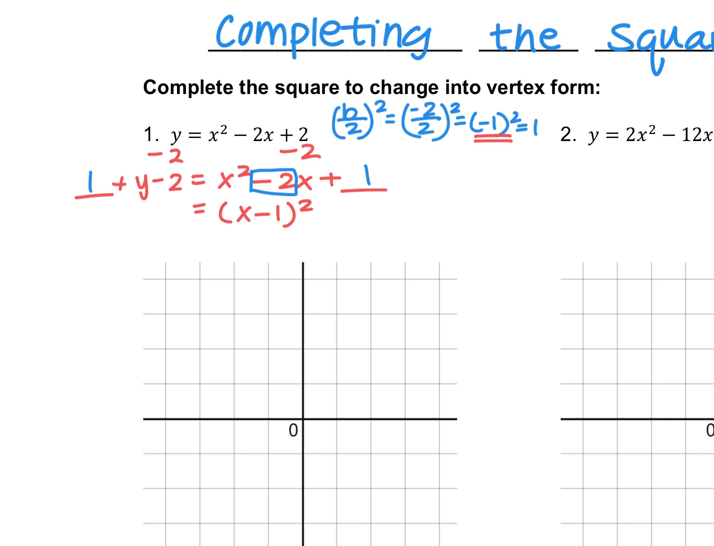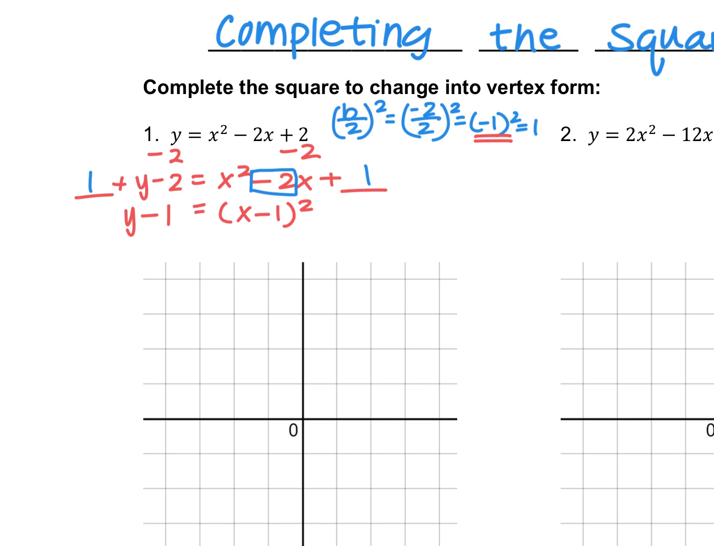You also can just factor it like normal, with trial and error, but this is just a shortcut, okay? And then on the left side, I'm going to combine my like terms. So I have 1 minus 2, so I'm going to have y minus 1, like that, okay?